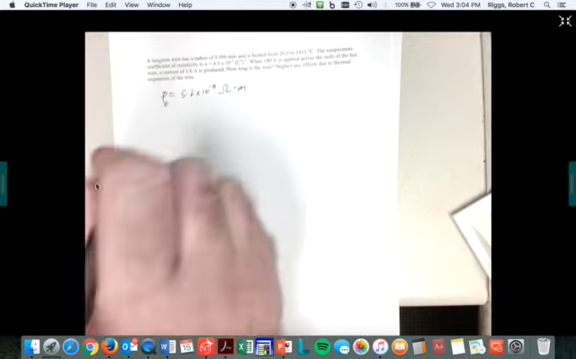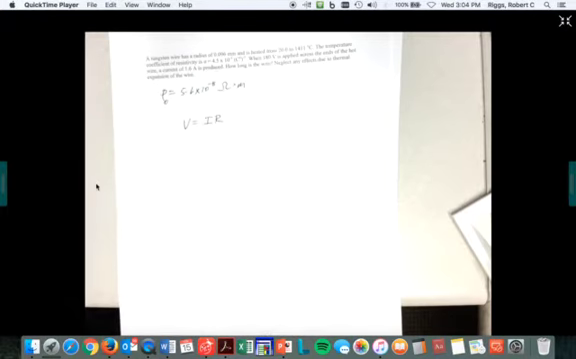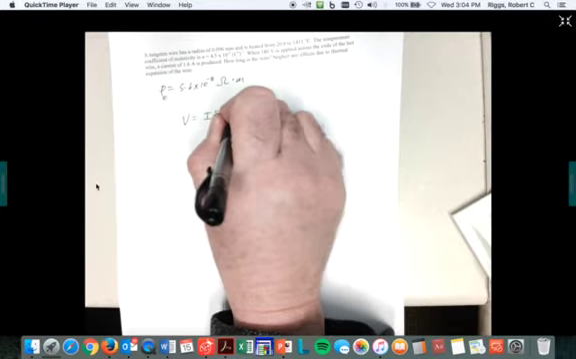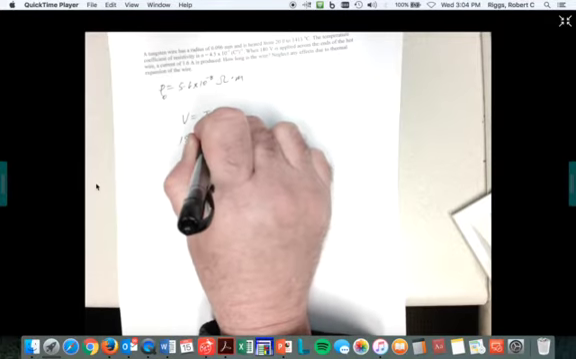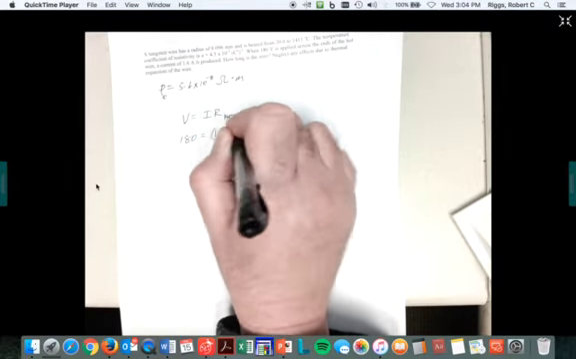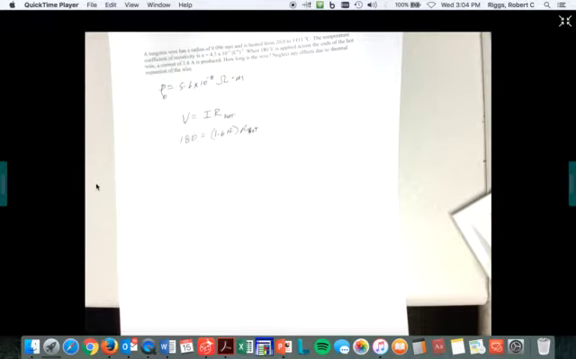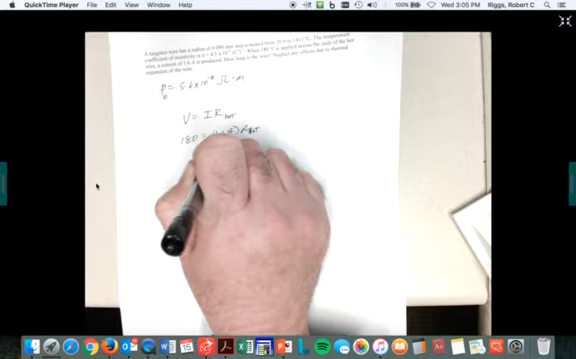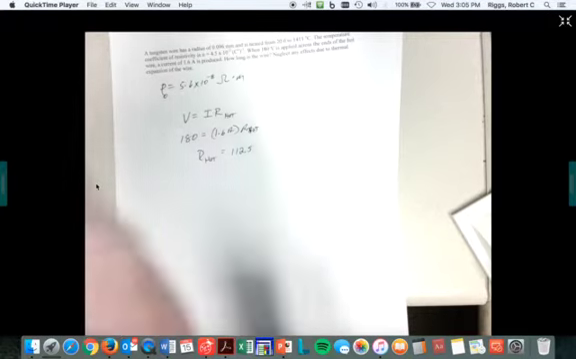Look, so we heat up this piece of tungsten, and so we've got V is equal to IR. And this is when it's hot. V is equal to IR when it's hot. So we go, okay, well, then V is 180, which is equal to 1.6 amps times R hot. And here's what I get. 180 divided by 1.6 is equal to 112.5. So the resistance when it's hot is equal to 112.5 ohms.